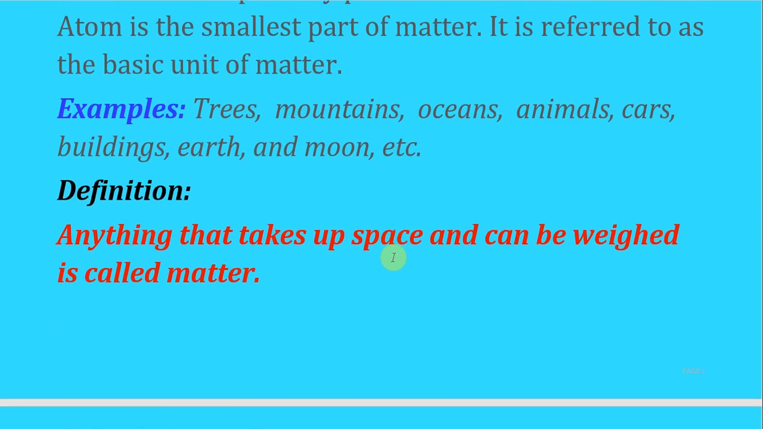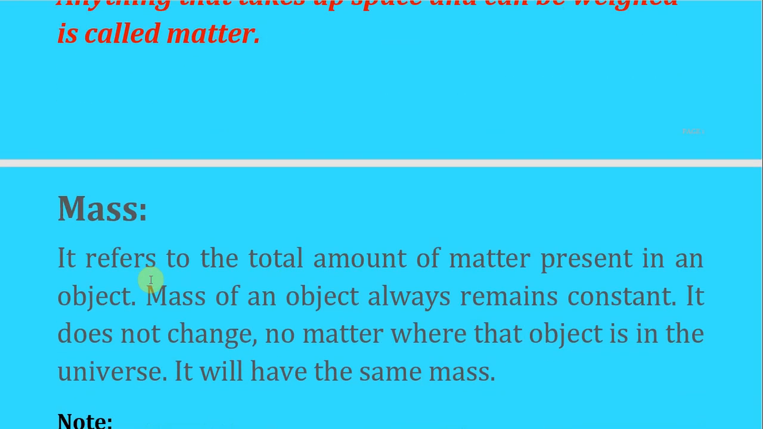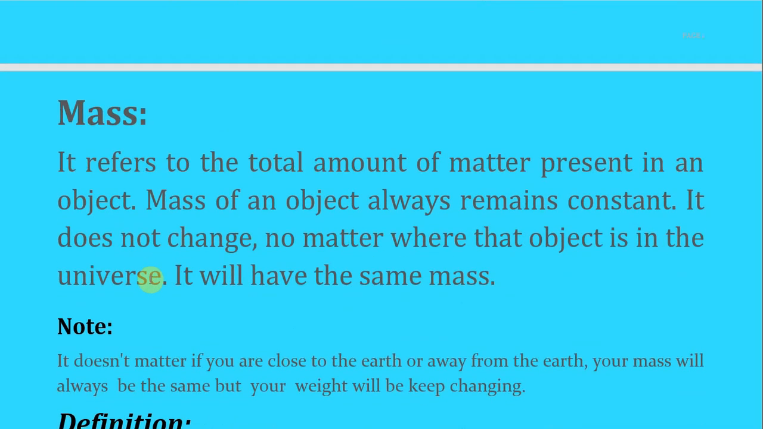Let's see the exact definition of matter. Anything that takes up space and can be weighed is called matter. Next term is mass. Let's see what it is. It refers to the total amount of matter present in an object.